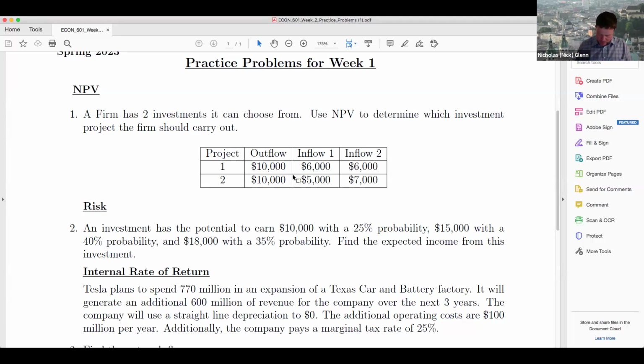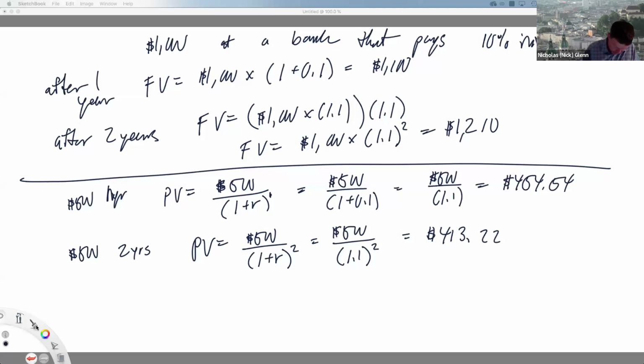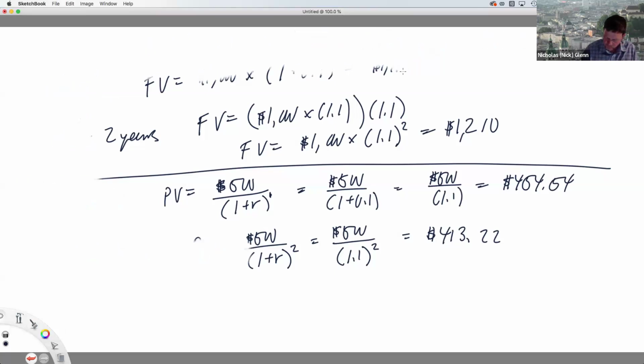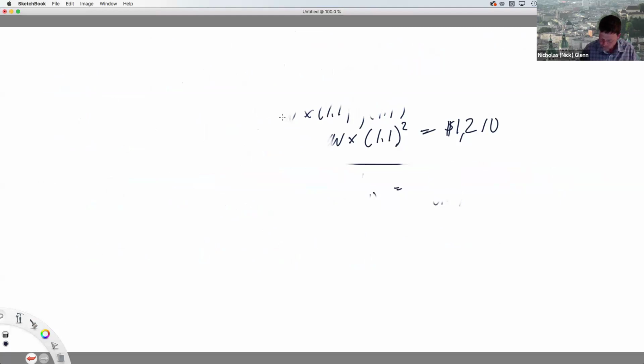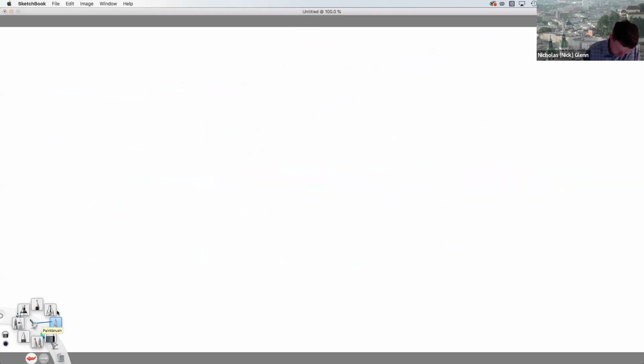All right. So let's go ahead and go back to this right here. Let's erase this and go ahead and start working on this problem. We said this is problem 1 here on your practice problems. Let's look at project 1 first.